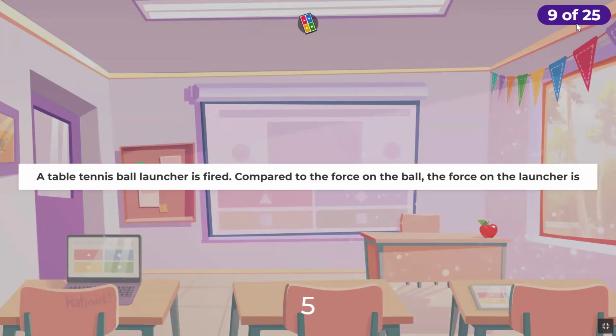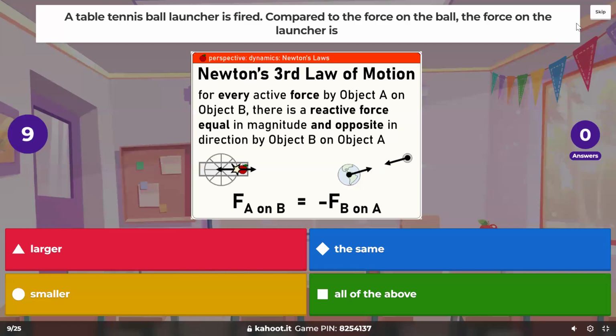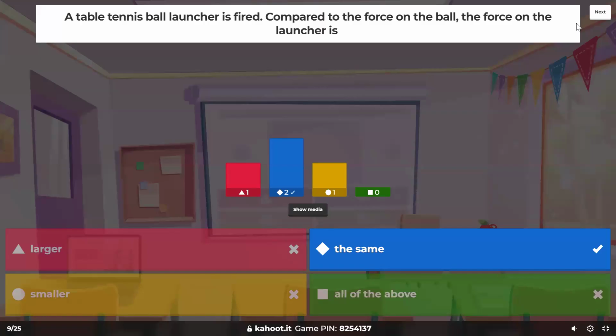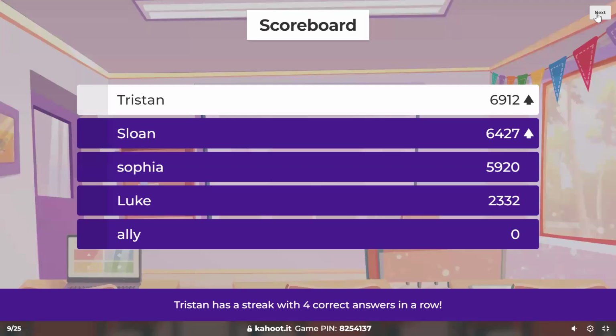Table tennis ball launcher is fired. Compared to the force on the ball, the force on the launcher is... Yeah, same force, right? Hey, which law of motion is that? Newton's third law. Equal and opposite forces. All right, so when the ball is inside the barrel of the launcher, there's just some explosion that pushes equally in all directions. So equal and opposite forces.